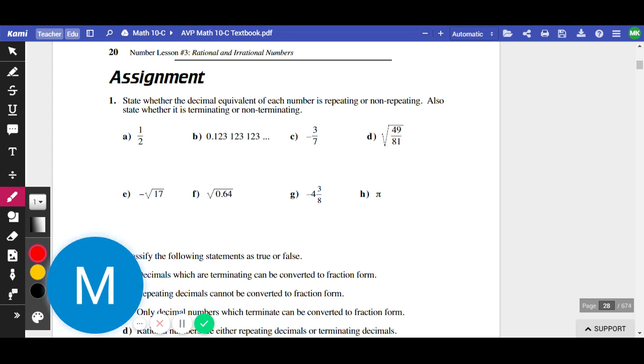Awesome. We're going to stop there for about 15 minutes so you guys can work on these assignments. You're just classifying things as rational or irrational. All right, and then we're going to talk about the next lesson.